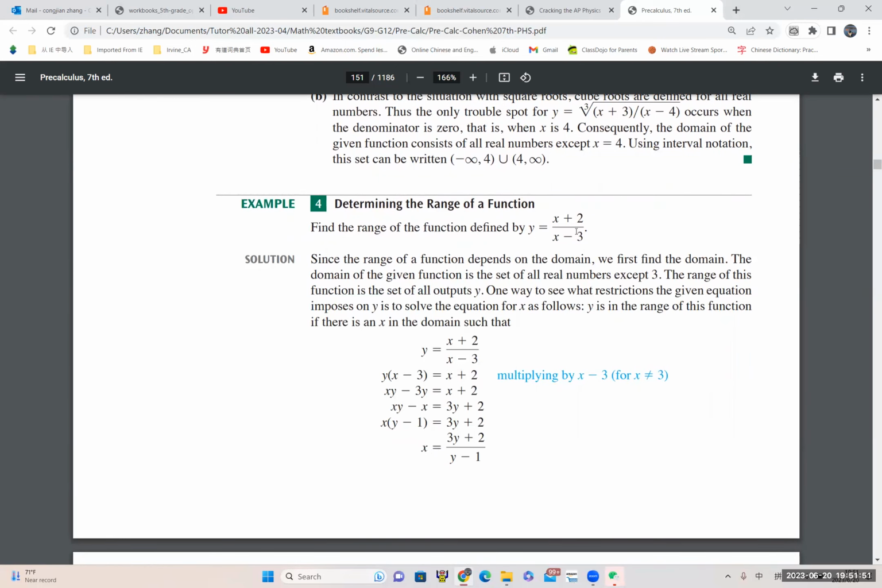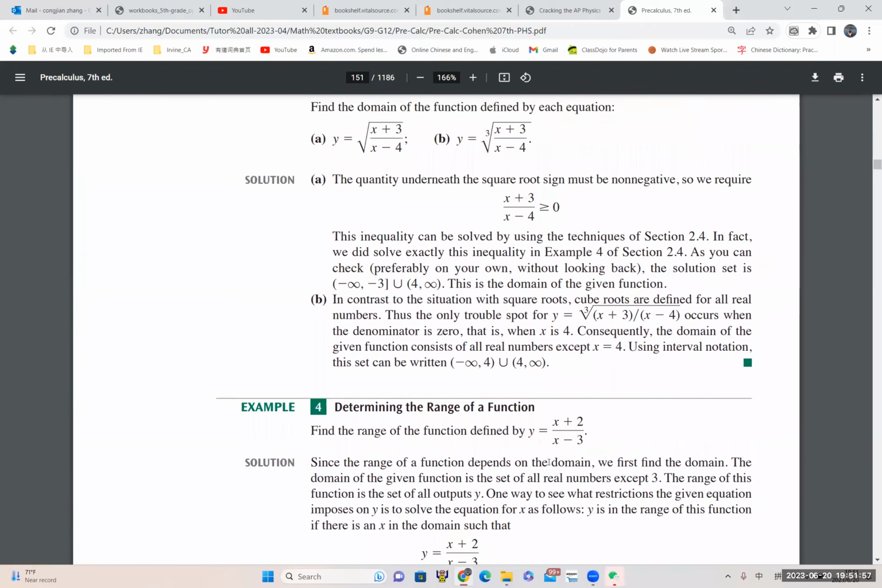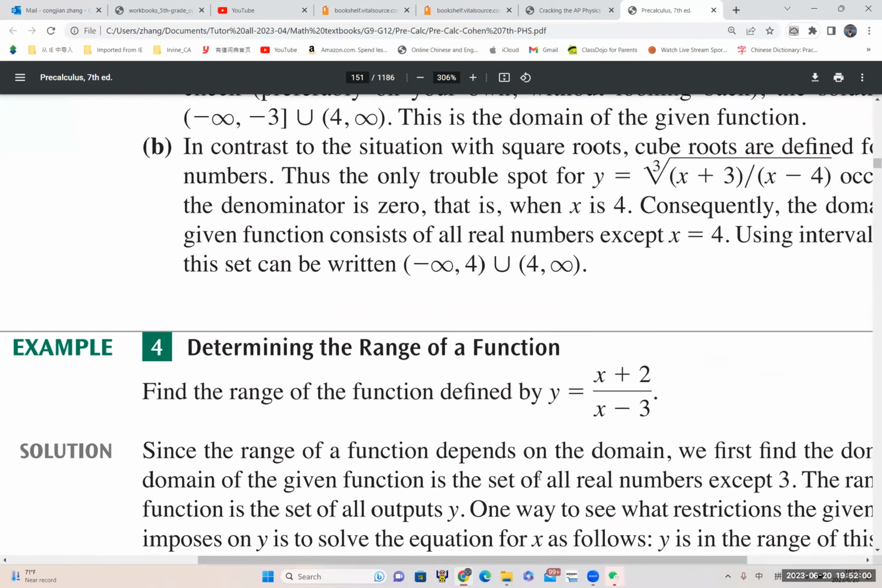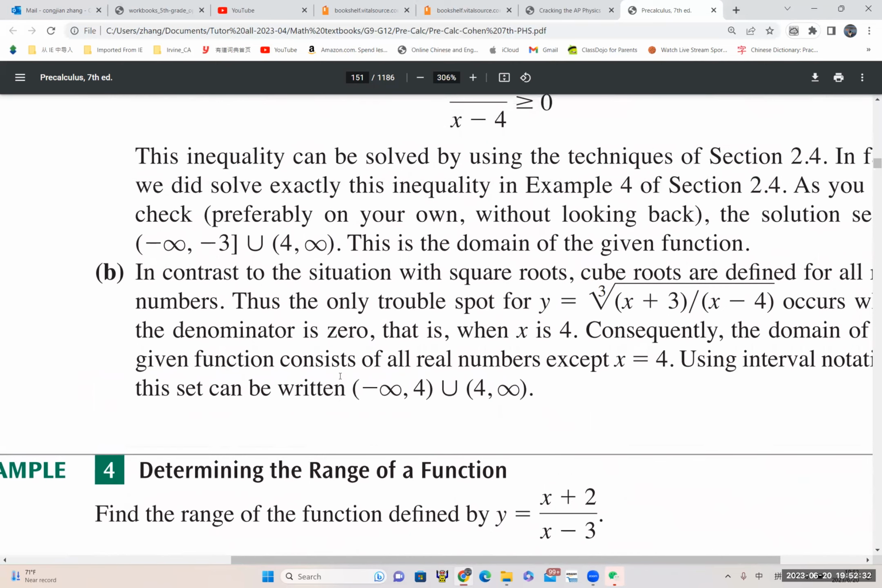Range of the function defined by this. Now think about what's the domain for this? It's all numbers. Wait, it's negative infinity to 3 and 3 to positive infinity. Anyway, it means x cannot be 3, right? All real numbers except x equal to 3. But they want you to find the range.